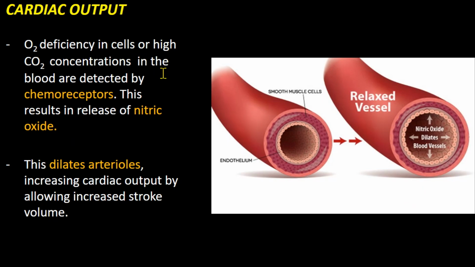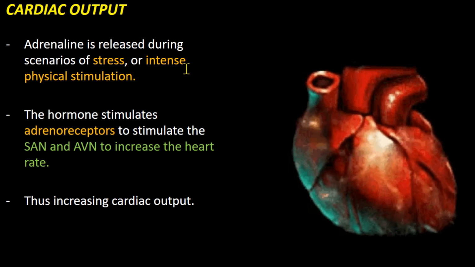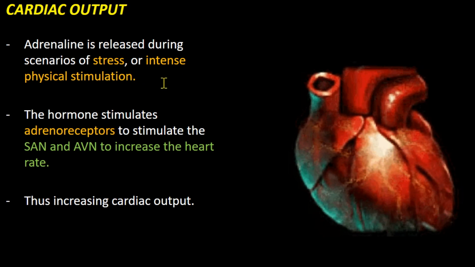Oxygen deficiency in cells or high CO2 concentrations in the blood are detected by chemoreceptors, typically in the arteries. This would result in the release of nitric oxide. What nitric oxide does is that it dilates blood vessels. It makes the lumen larger. This would increase cardiac output by allowing an increased stroke volume. Basically, more blood gets pumped to the muscles. So adrenaline is released during scenarios of stress or intense physical stimulation.